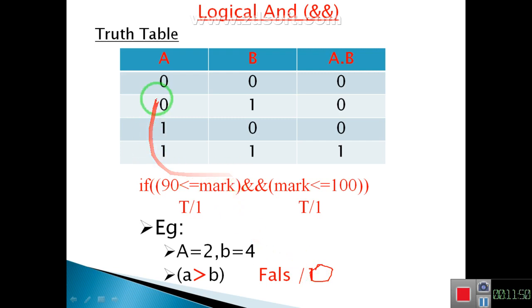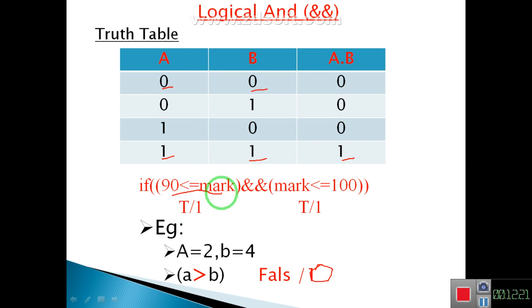So you can see, if A's value is supposed to be 0, similarly B's value is supposed to be 0, then automatically the answer is going to be 0. If both conditions are true, that means 1, then only the condition is true. Then automatically the if body is going to execute.